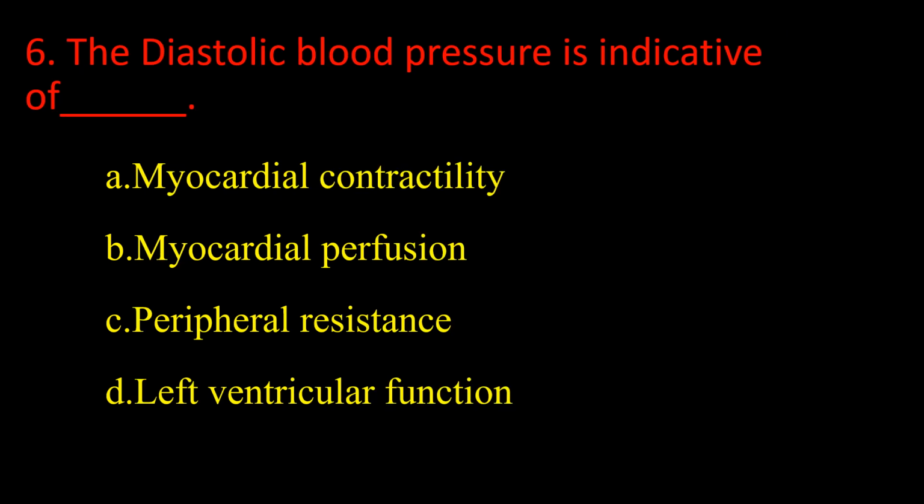The sixth one, the diastolic blood pressure is indicative of dash. A. Myocardial contractility, B. Myocardial perfusion, C. Peripheral resistance, D. Left ventricular function. So here the answer is peripheral resistance.